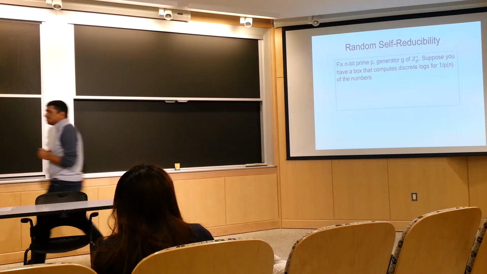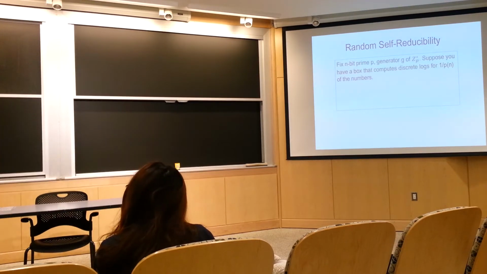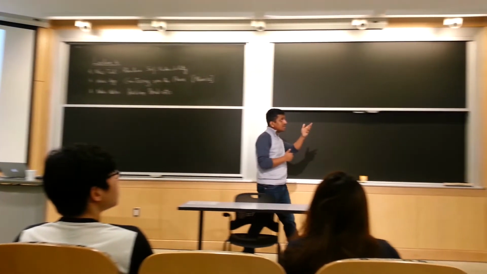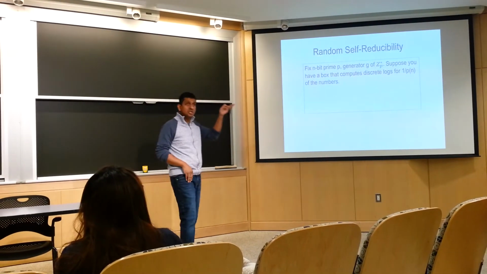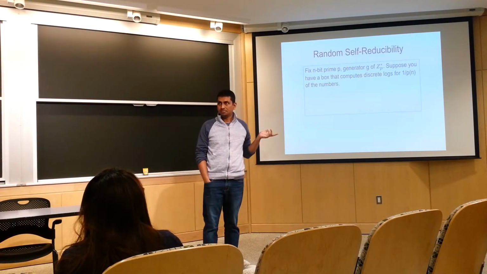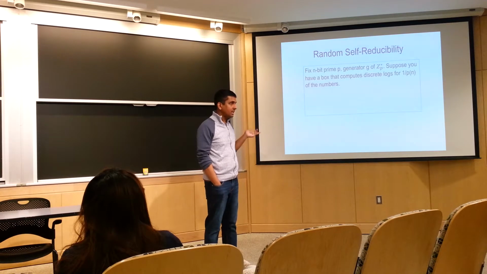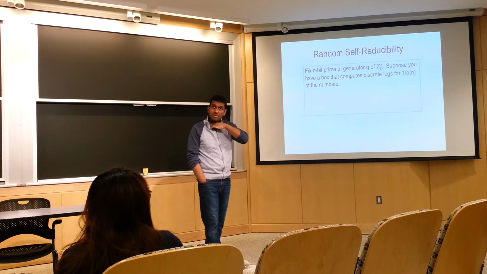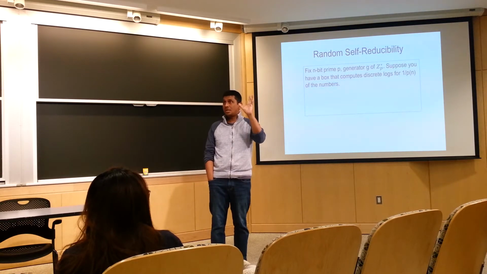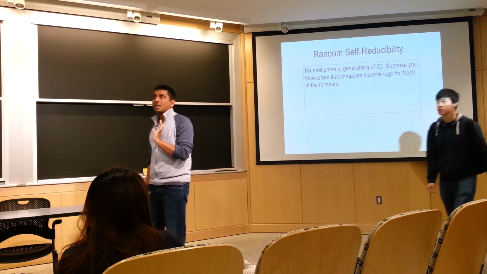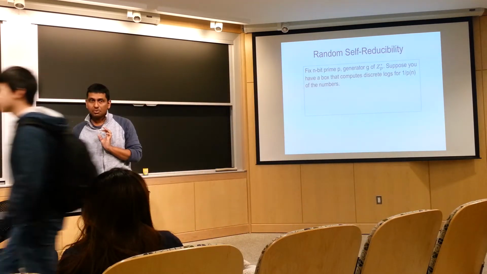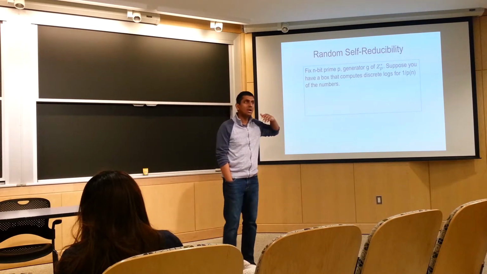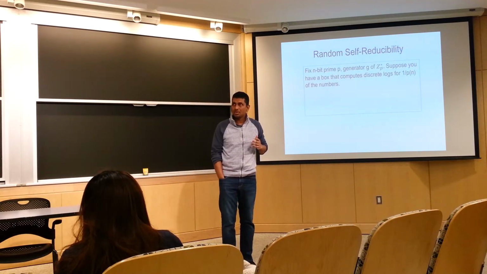Now, suppose this box actually did exist. That means that the discrete log function is not a one-way function. Because for the discrete log function to be a one-way function, no adversary should be able to invert this function on more than a negligible fraction of inputs. Here is an adversary that computes discrete logs for a 1 over poly fraction.